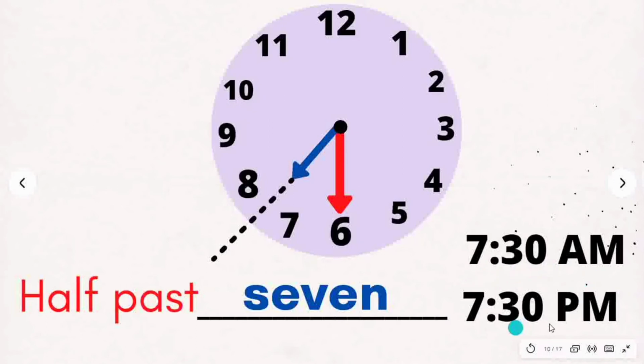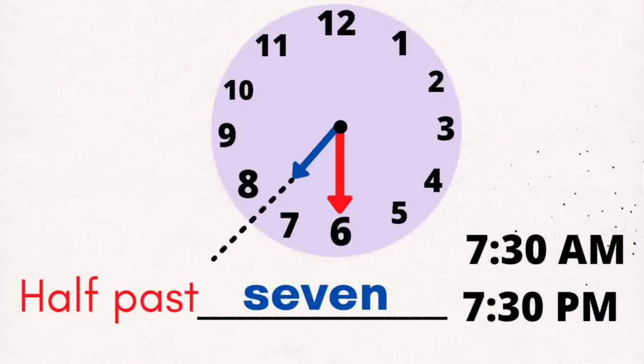7:30. Okay, AM is to show morning, PM is to show evening and night. In Malay, 30 ini adalah untuk menunjukkan setengah, 7:30.